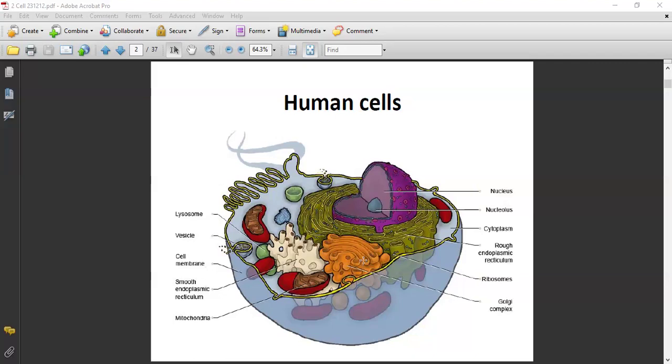The function of the Golgi is to fold or modulate the protein. And then here is the smooth. So here we said rough, this smooth. And then we have the mitochondria. The function of the mitochondria is to produce ATP. And there are several other organelles in the cells. And here is the membrane.